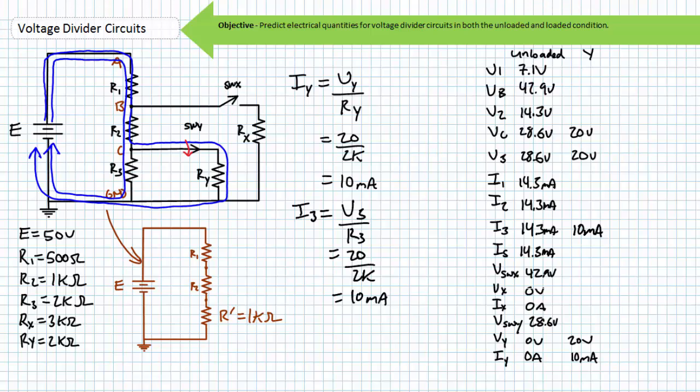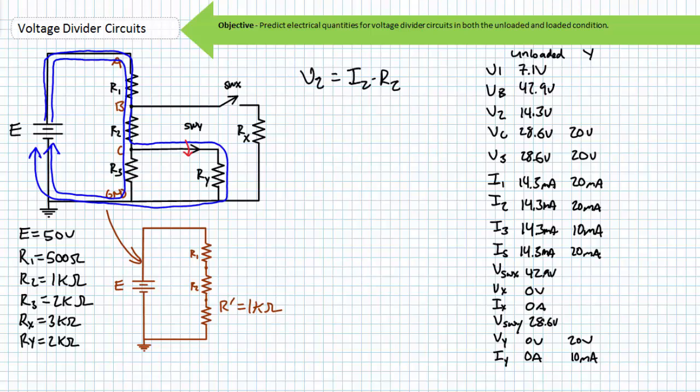Given both R3 and RY are drawing 10 milliamperes of current each, it can be said that 10 plus 10, or 20 milliamperes of current, must have entered node C prior to being divided. This means current through R2 is 20 milliamperes, as is the current through R1, as is source current, since in this configuration there are no other paths diverting or supplying additional current.